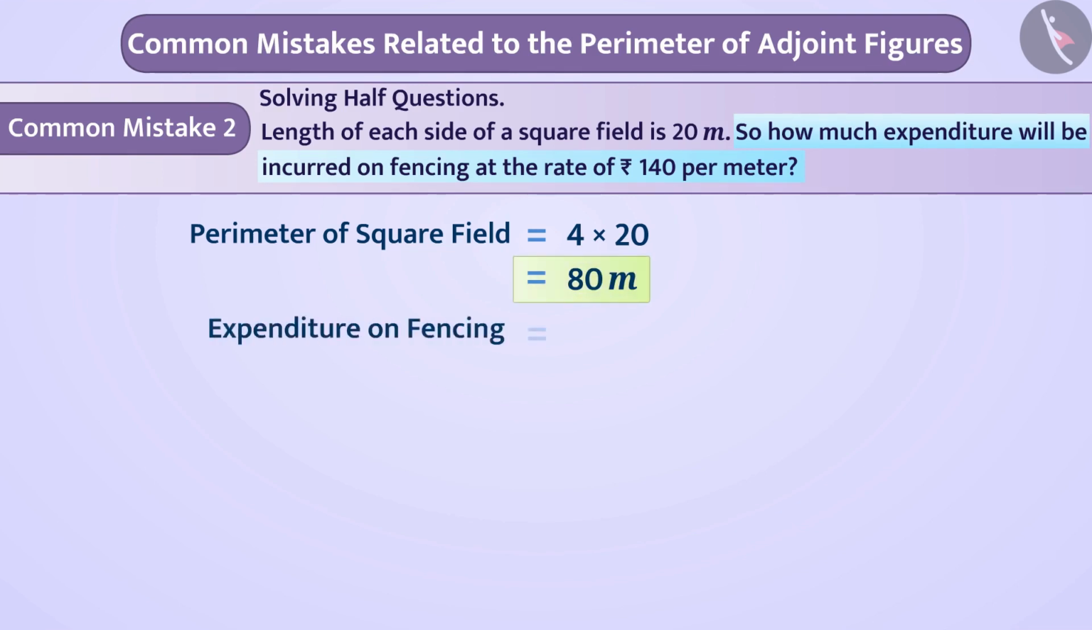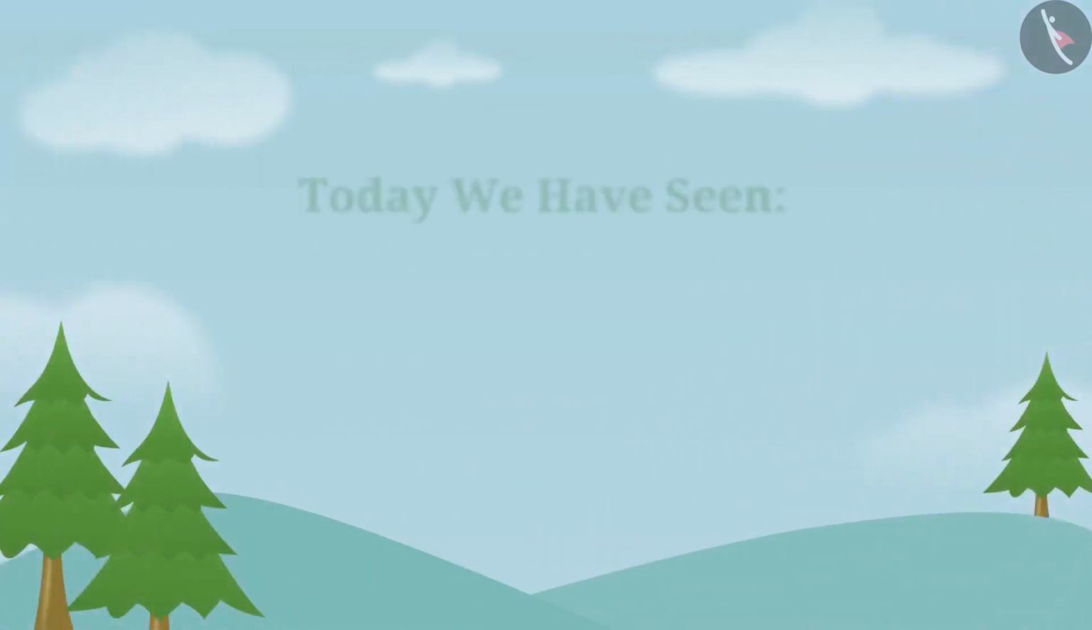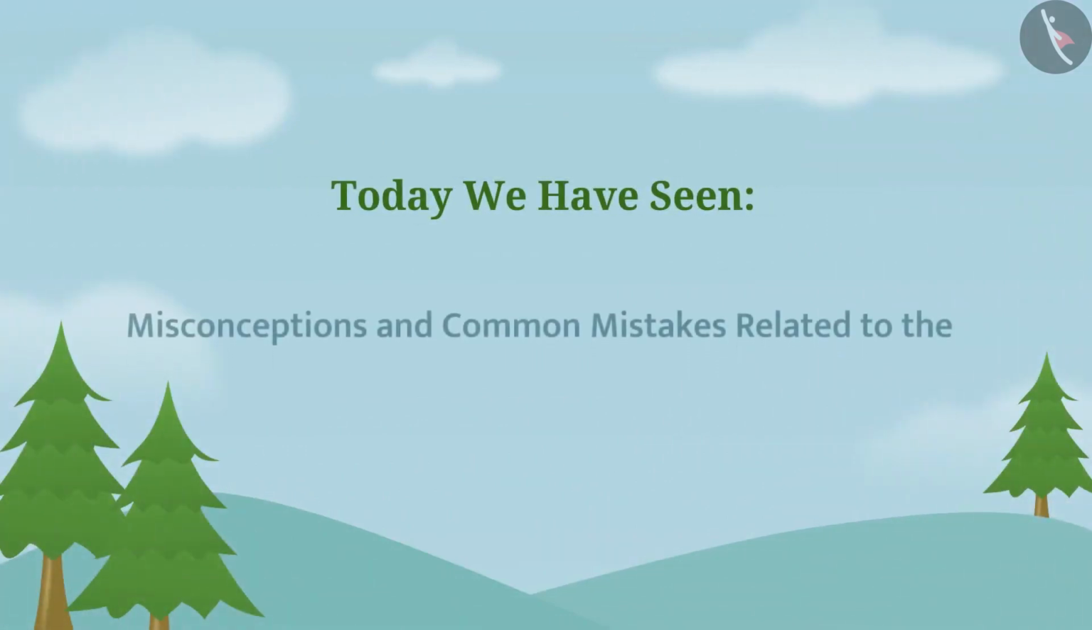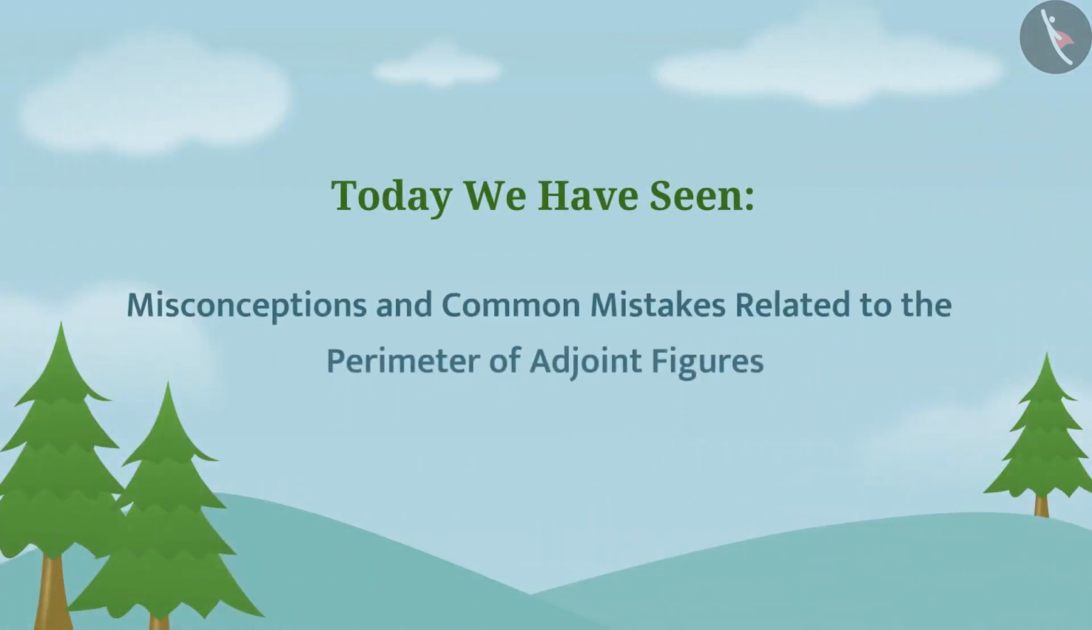Expenditure on fencing is equal to 140 rupees multiplied by 80, which is equal to 11,200 rupees. To avoid this kind of mistake, one should solve the questions keeping in mind what has been asked in the question. Today we have seen some misconceptions and some common mistakes related to the perimeter of adjoint figures.